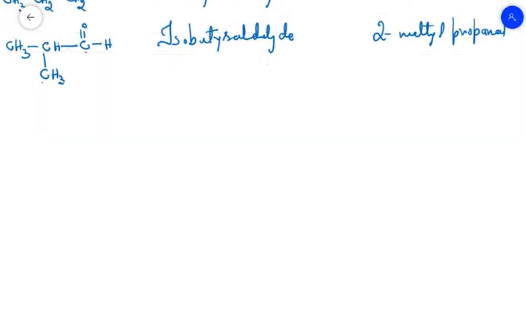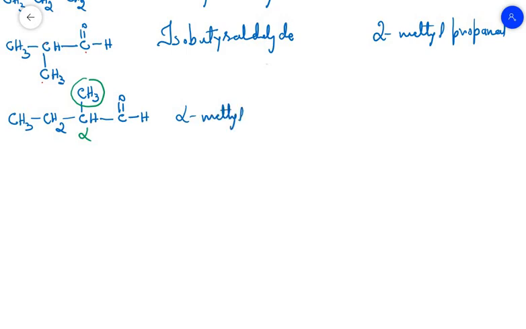The next compound: CH3, CH2, CH, then followed by CH3, then followed by C double bond O H. In common nomenclature, we write this as alpha, and to this alpha we have a methyl group, so this becomes alpha methyl butyraldehyde. And the IUPAC name becomes 2-methyl butanal.